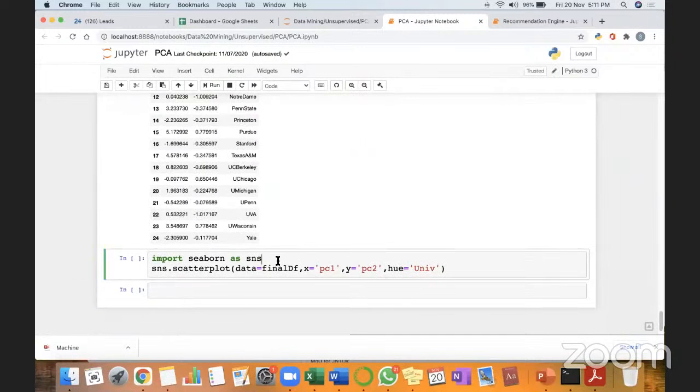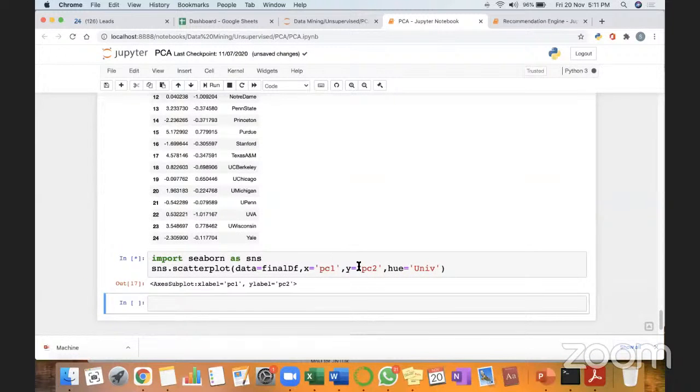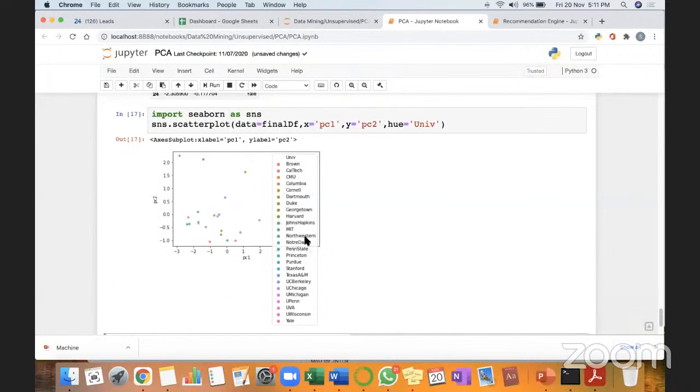Then let us plot it using Seaborn. Right. So these are the legend and these are the data points which belong to the universities. From this, we can identify which universities are together, which universities are very far. So that's how we can find out the patterns from the data set.